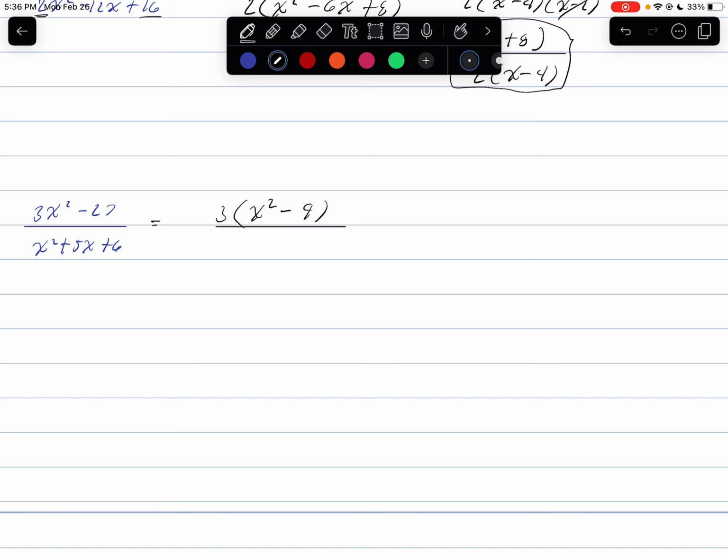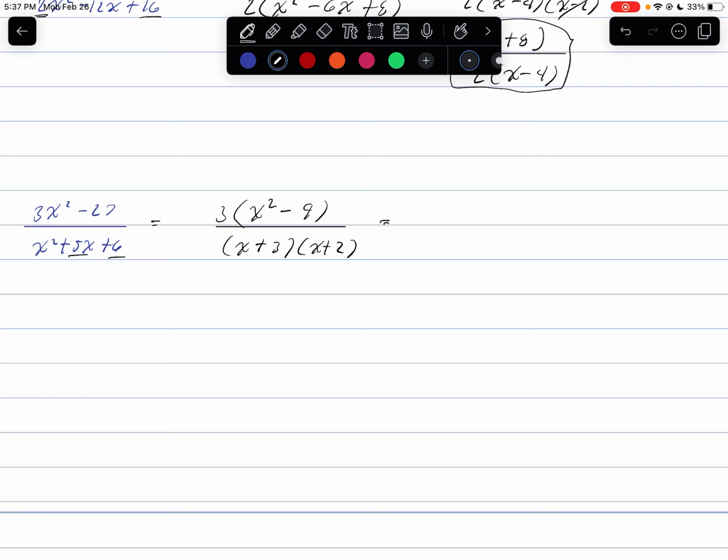And then in the denominator, we want to find two numbers that multiply together to give us 6 and add to give us 5. I'm thinking 3 and 2 here. So we can write this as x plus 3 times x plus 2. 3 times 2 is 6, 3 plus 2 is 5.